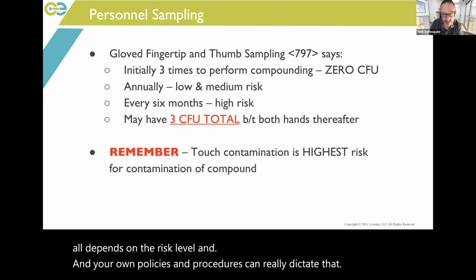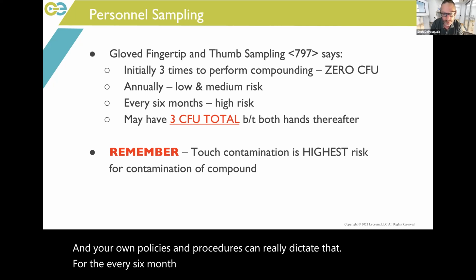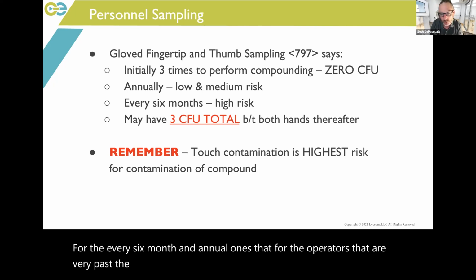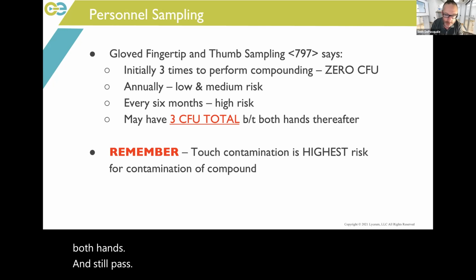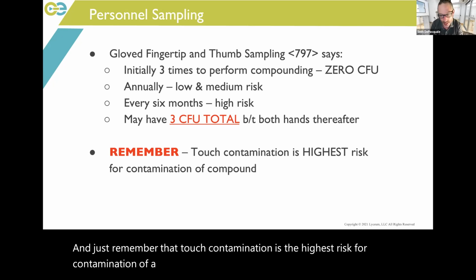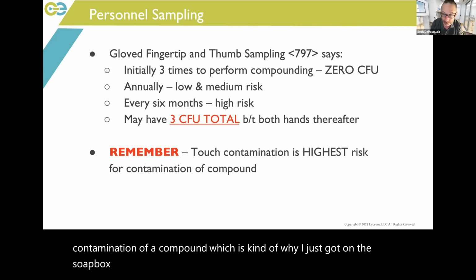For the every 6 month and annual ones, for the operators that have already passed the initial, you're allowed to have a total of 3 CFU between both hands, and still pass. And just remember that touch contamination is the highest risk for contamination of a compound, which is kind of why I just got on the soapbox about doing it maybe perhaps after every compounding procedure, depending on the risk level.